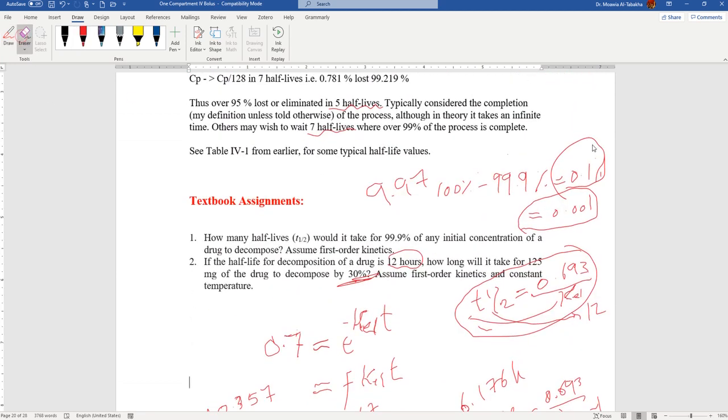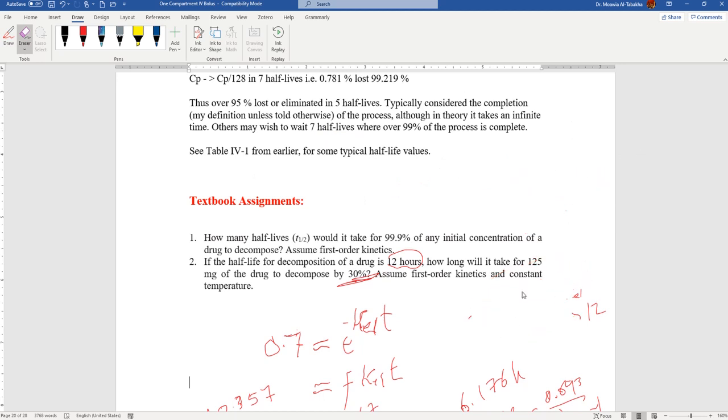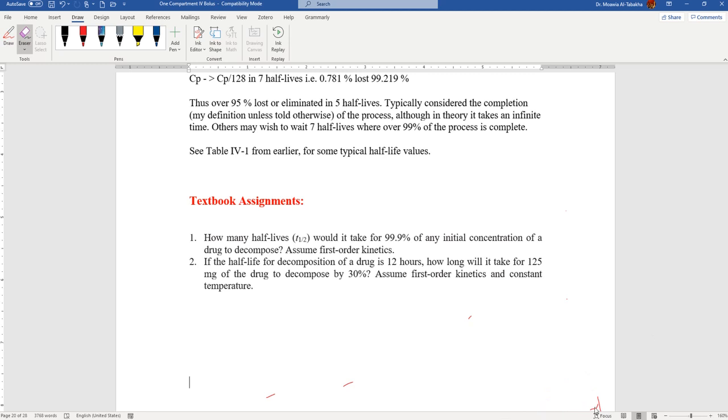Now we're going to talk about a new thing, and we're going to imagine what happens to the drug. Okay, before we start, I'm going to draw something for you.